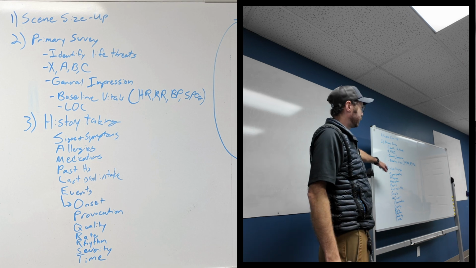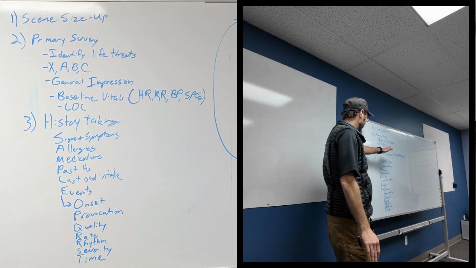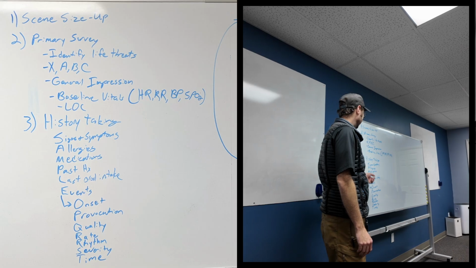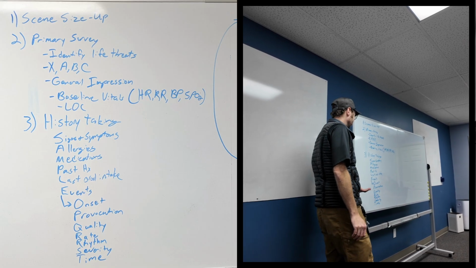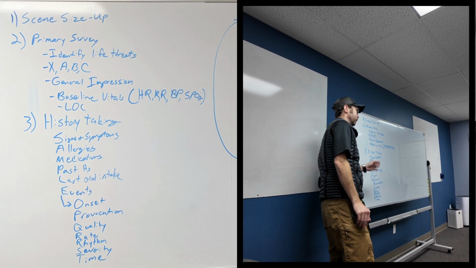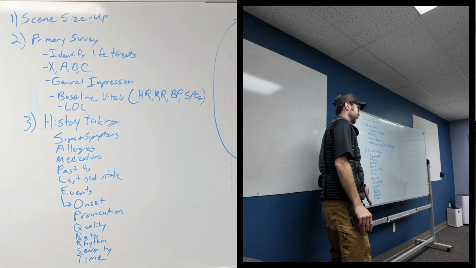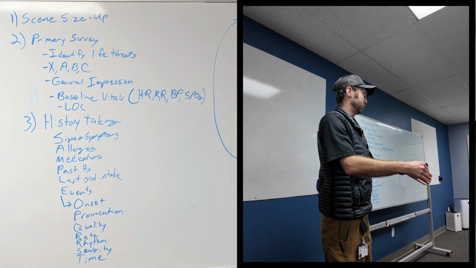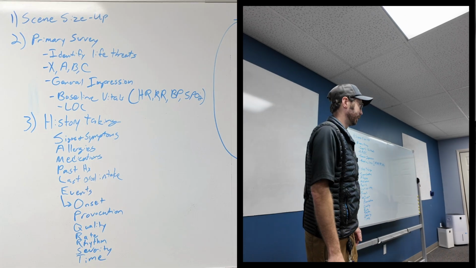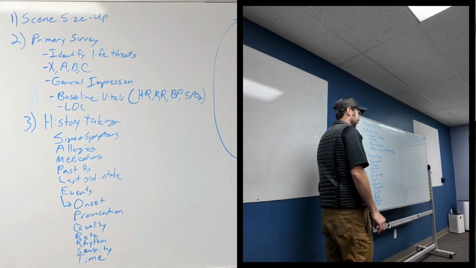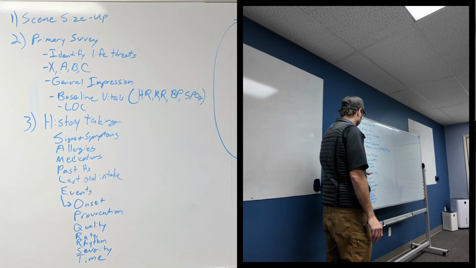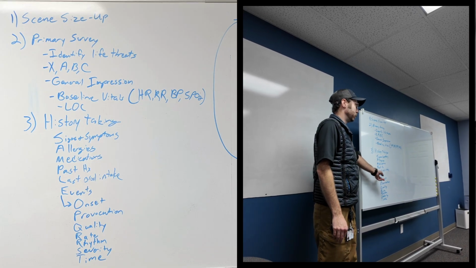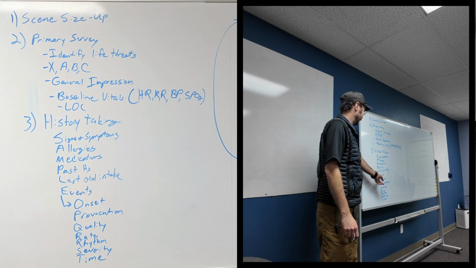And then we get down here to history taking. So history taking, we got our SAMPLE. So we got our signs and symptoms, allergies, medications, past history. We can guide her 75 or 80 years into the future to get us a little closer to what's pertinent right now. Last oral intake, and then down here we have events leading up to us being there.